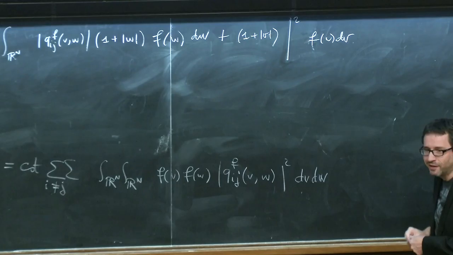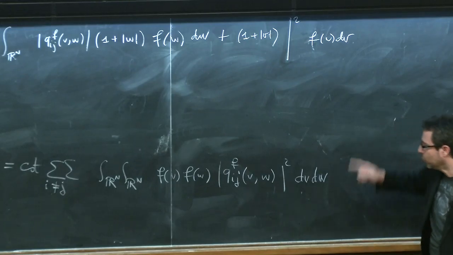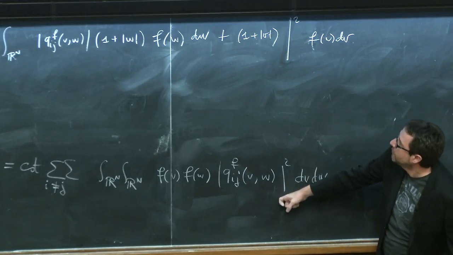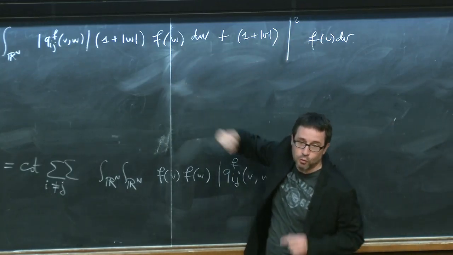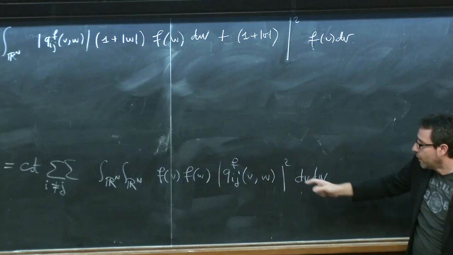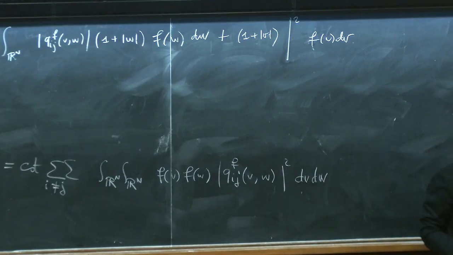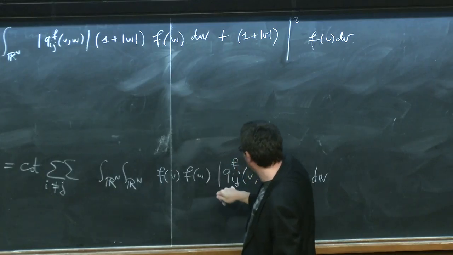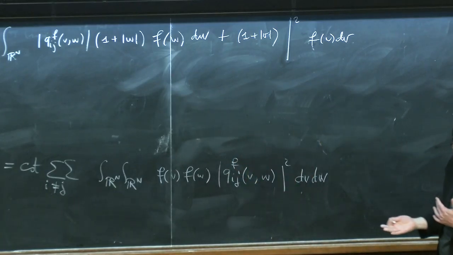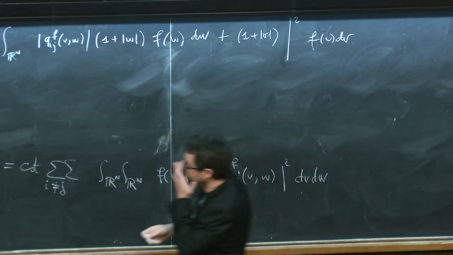But I hope that at this level it's clear what has to be done in order to get something like this. You see here that you have the square outside of the integral, so you want to get it inside. And so the natural way to do that is to do Cauchy-Schwarz, okay? So you have to do Cauchy-Schwarz, choosing in a good way what we want to put in the square and what you want to put outside. So let's do it.